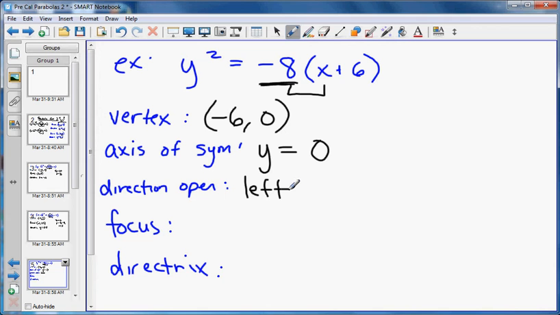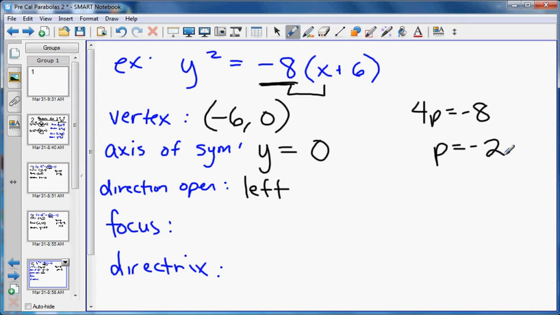For the focus, I need to find p. So I do 4p is equal to that negative 8. So p is equal to negative 2. Now it's completely fine for p to be negative. That's allowed. But keep in mind it may feel backwards when you're adding and subtracting. Just make sure you still follow the rules. If you add the p to get the focus, you subtract the p to get the directrix.